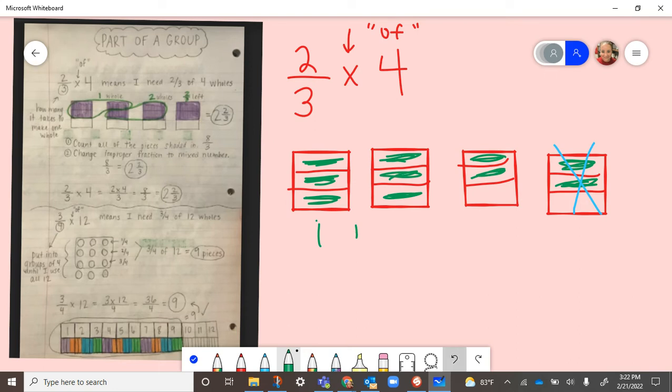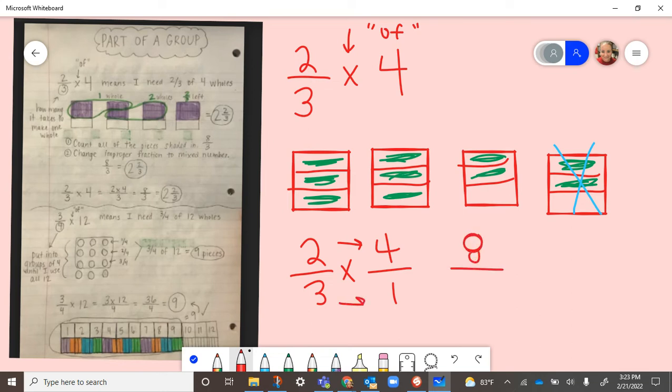So I can use the models that way, or I can multiply it out, where I would have 2/3 times 4. And when we write the whole number, I can write it as a fraction by putting it over 1 and then multiplying across. So 2 times 4 is 8. 3 times 1 is 3. And then I can take that improper fraction and put it as a mixed number.